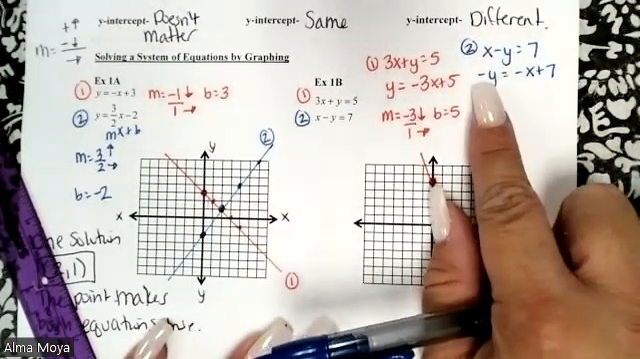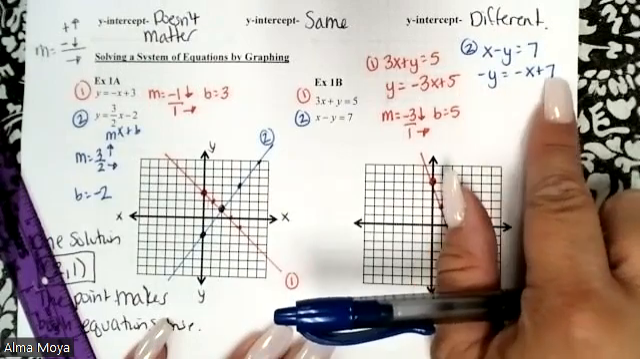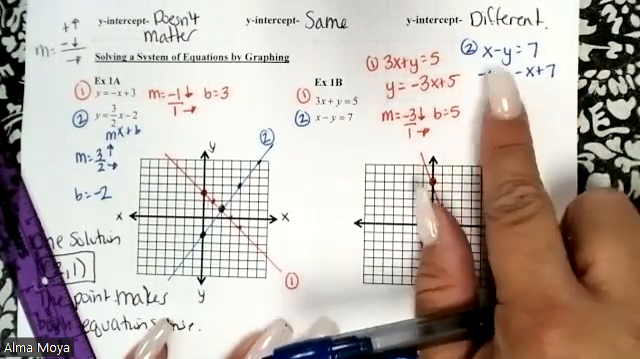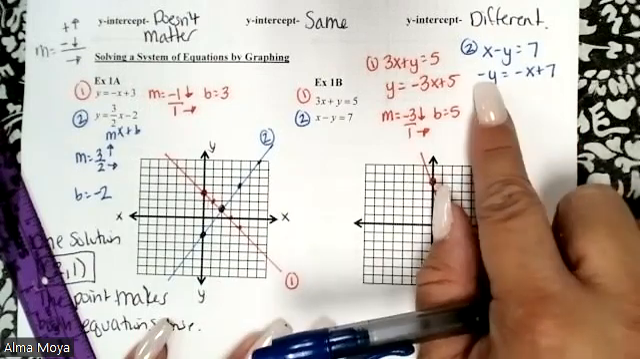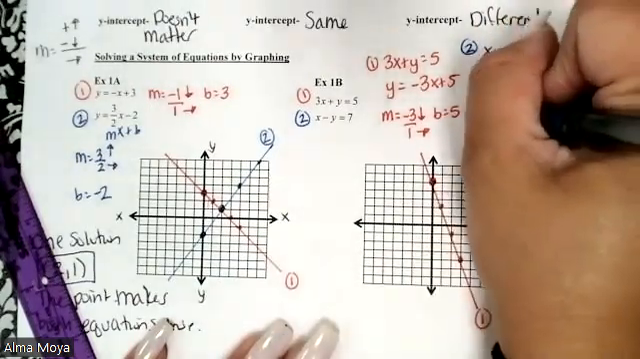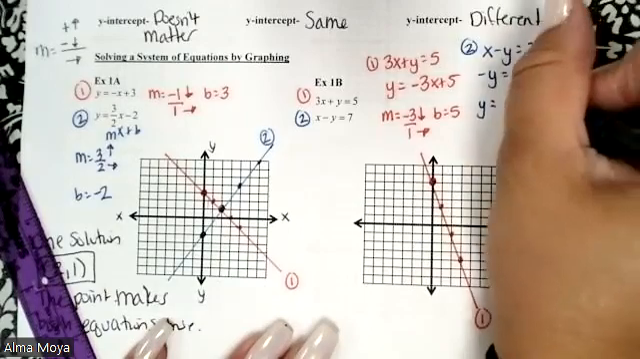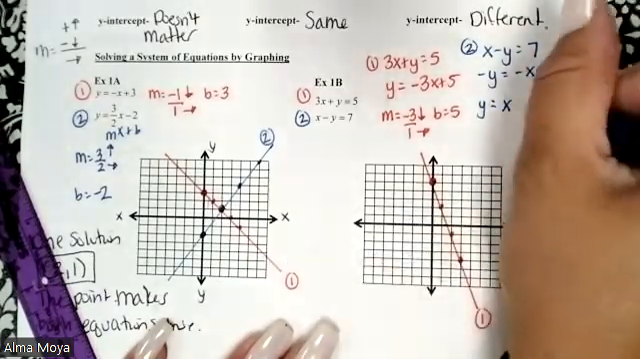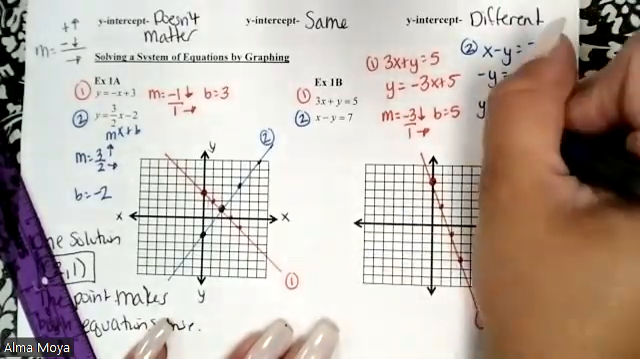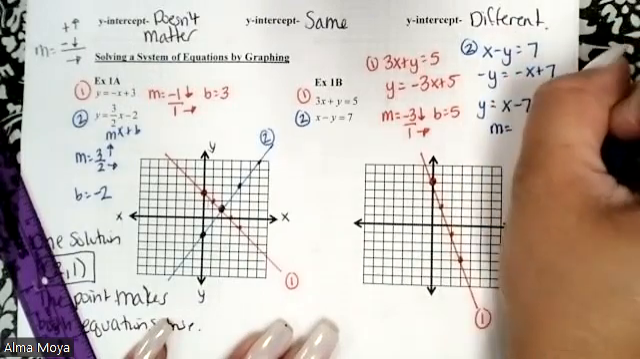So what I'm going to do is technically either multiply everything by negative 1 or divide by negative 1. I'm going to change every single sign. So the opposite of negative y is positive y. Opposite of negative x is positive x. Opposite of positive 7 is negative 7. So now I can go ahead and graph this.